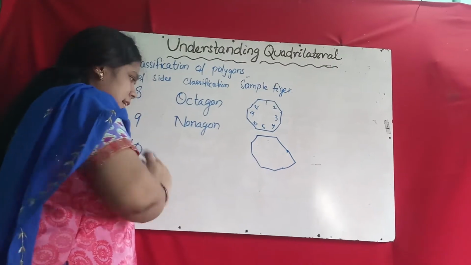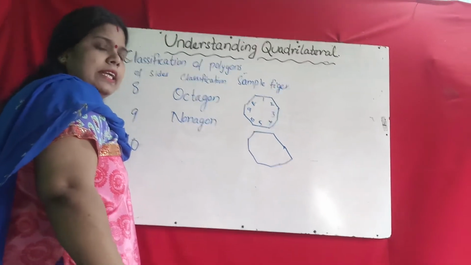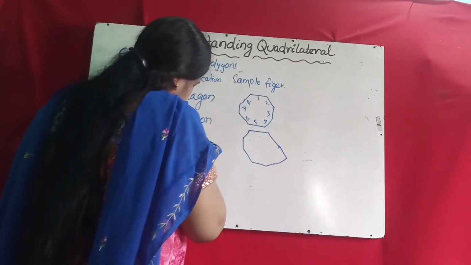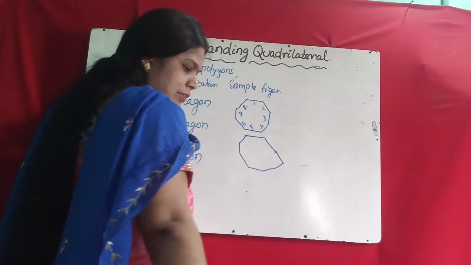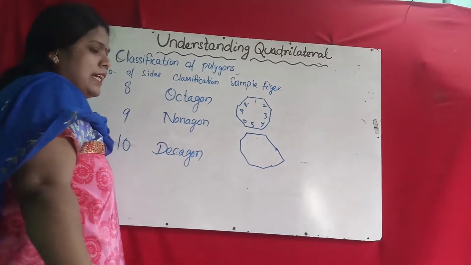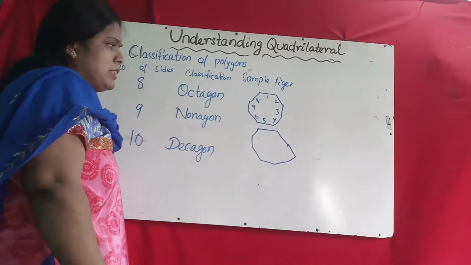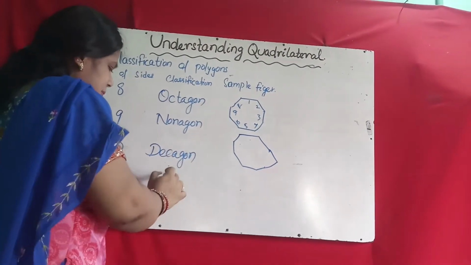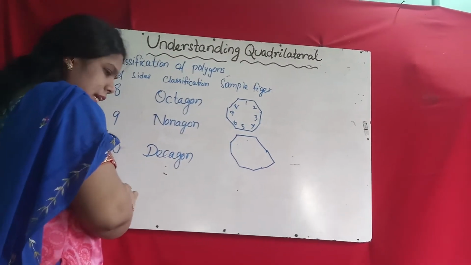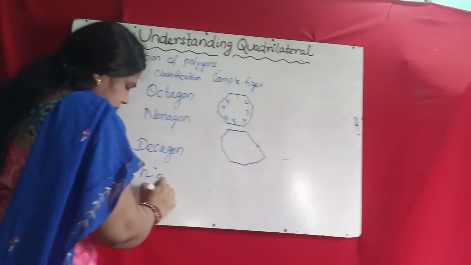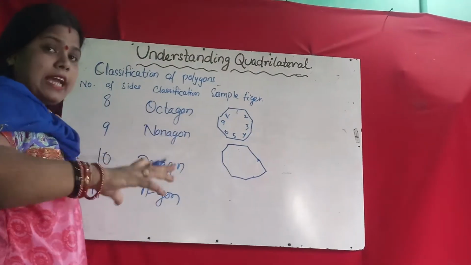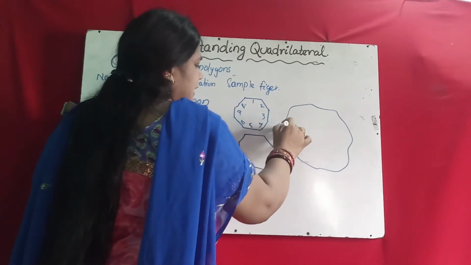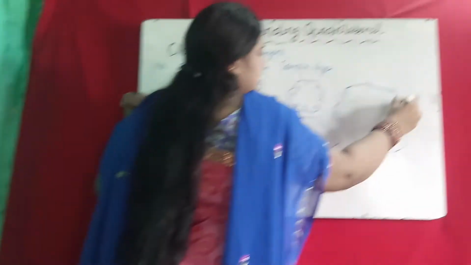If a polygon has 10 sides, then it is called a decagon. Called what? Decagon. 10 sides. If a polygon has 10 sides, then it is called what? Decagon. Then this many names are there. If there is n number of sides, that is called an n-gon. The last one is n-gon. If a figure has n sides, you just make it like this, a straight line. Okay, then that is called n-gon.